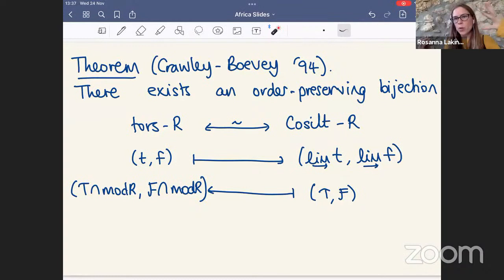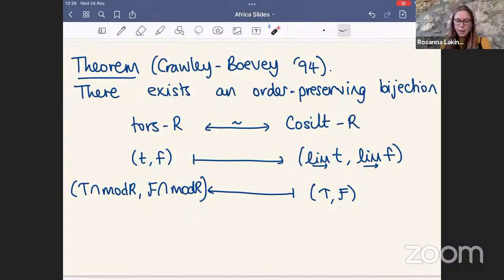So this gives us an assignment in this direction. And then since the ring is Noetherian, if we take any torsion pair in the category of all modules and intersect the classes with the category of finitely generated modules, then we get a torsion pair in the category of finitely generated modules. So this gives us an order-preserving bijection between the lattice of torsion classes in little mod R and these co-silting torsion classes in big mod R. Okay.